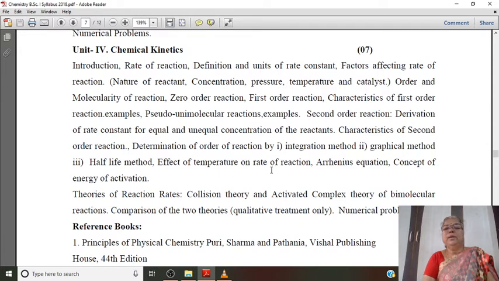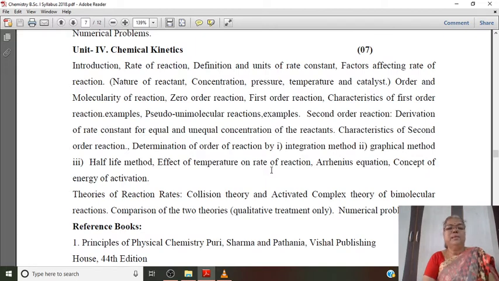Then second order reaction, derivation of rate constant for equal and unequal concentrations of the reactants, characteristics of the second order reaction, determination of order of reaction. For your study there are three methods for the determination of order of reaction. The first is the integration method, second is the graphical method, and third is the half-life method.